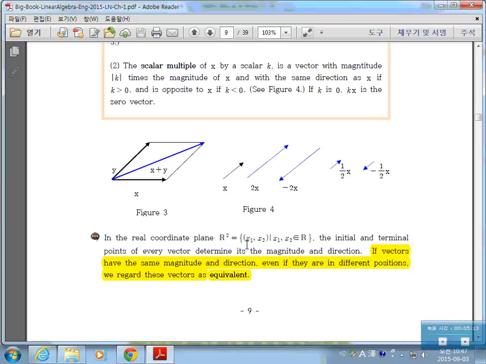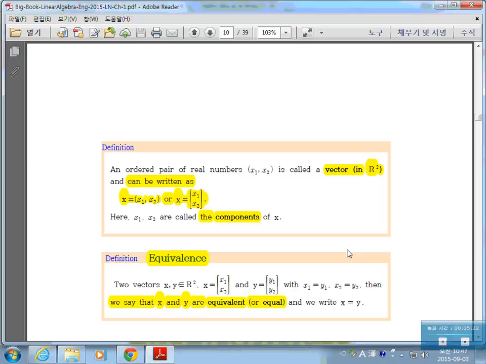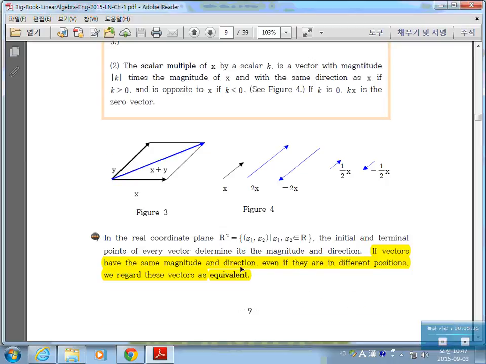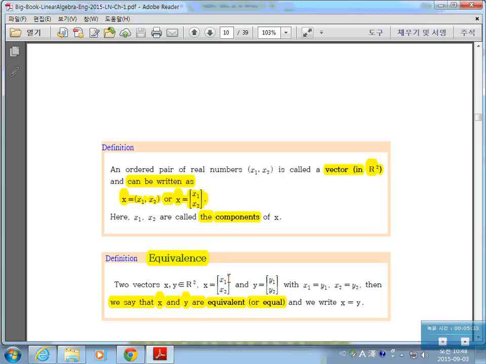In R2, which is the real coordinate plane that you are familiar with, if vectors have the same magnitude and the same direction, then even if they are in different positions, we regard these vectors as equivalent. The vectors in R2 can be written as this or this. These are two equivalent notations. And these x1 and x2 are called components of vector x, bold x.